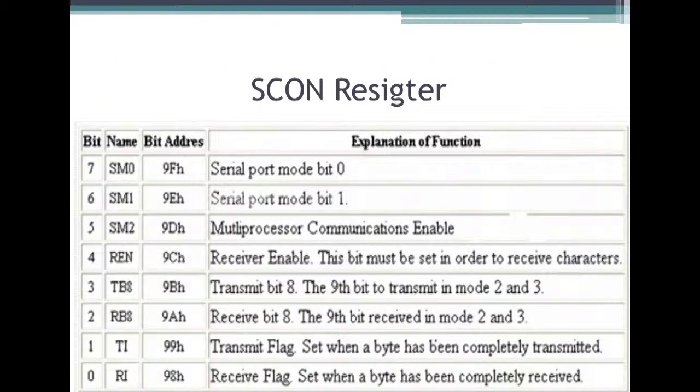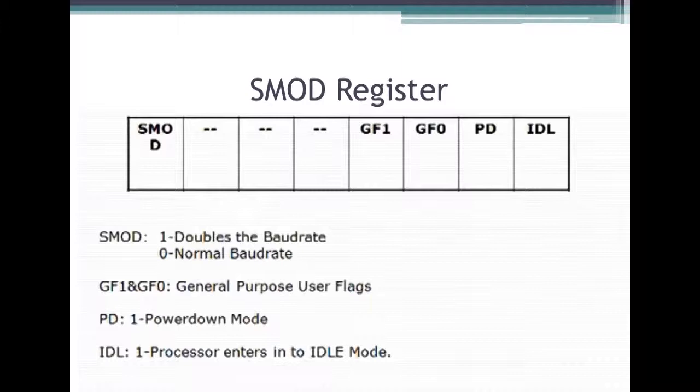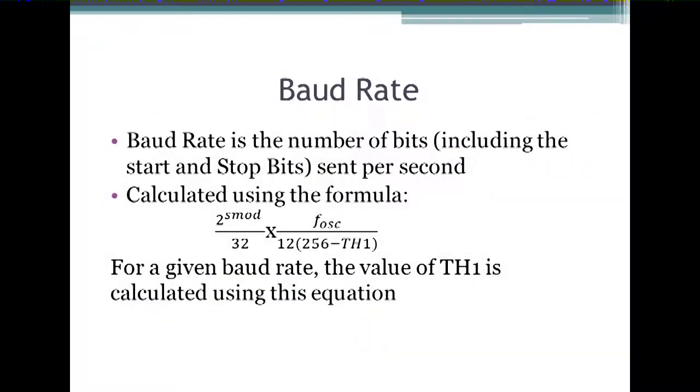Another register to be accessed is called the SCON, the serial control register, which is bit addressable with each bit as shown. The modes of the SCON are as shown. Mode 0 is 8-bit shift register mode, whereas mode 1 is 8-bit UART mode. Mode 2 and mode 3 are 9-bit UART modes and are used in a multiprocessor environment. The SMOD controls the baud rate, that is the number of bits sent per second, including the start and stop bits. The formula for calculating the baud rate is as shown.